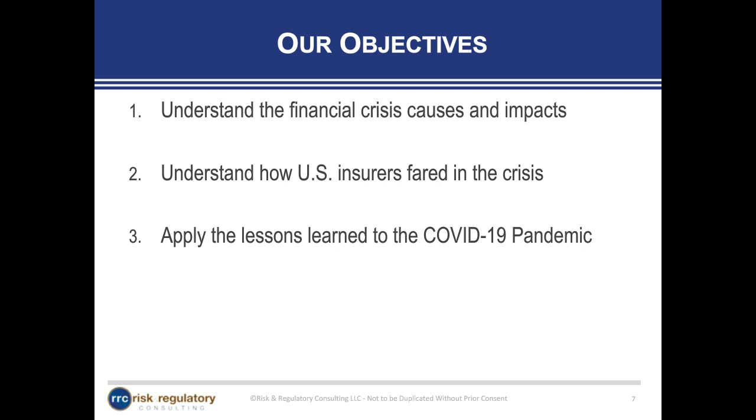The objectives of our call today, we're going to talk a little bit about the 2008-2009 financial crisis. We want to try to understand that crisis, some of the things that led to that, some of the things that occurred during that crisis, and some of the impacts. And again, we're going to try to tie this back closely to what was the impact on the insurance industry, specifically the U.S. insurers that we, collectively as a group, are responsible for and regulate.